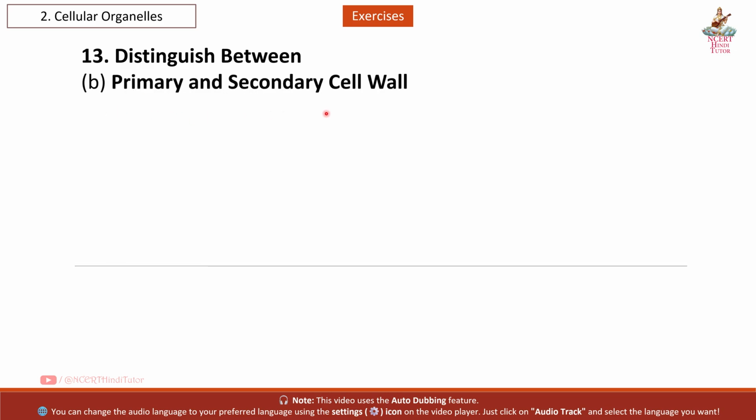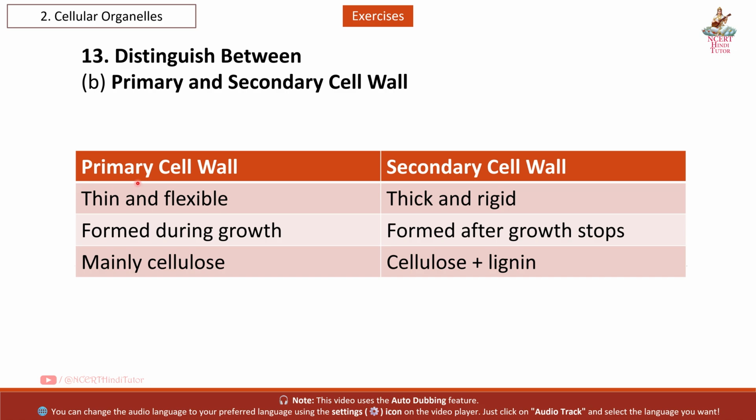B. Primary and secondary cell wall. Primary cell wall thin and flexible, secondary cell wall thick and rigid. Primary cell wall formed during growth, secondary cell wall formed after growth stops. Primary cell wall mainly cellulose, secondary cell wall cellulose plus lignin.